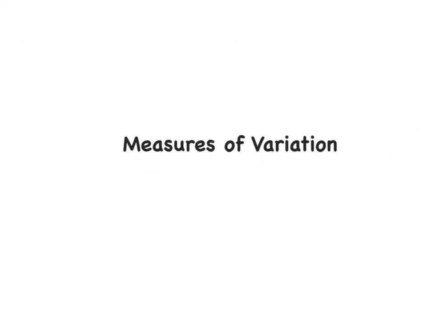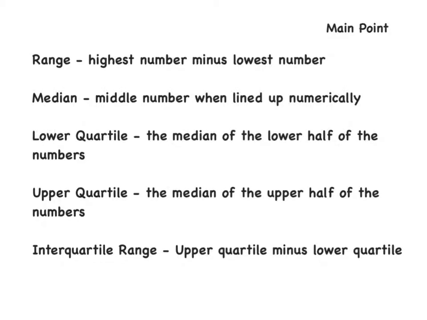Today we're going to be talking about different measures of variation. Basically, it's going to be describing just the distribution of data. So we have 5 things that we need to focus on. The first one is the range, we have the median, we have the lower quartile, upper quartile, and interquartile range.